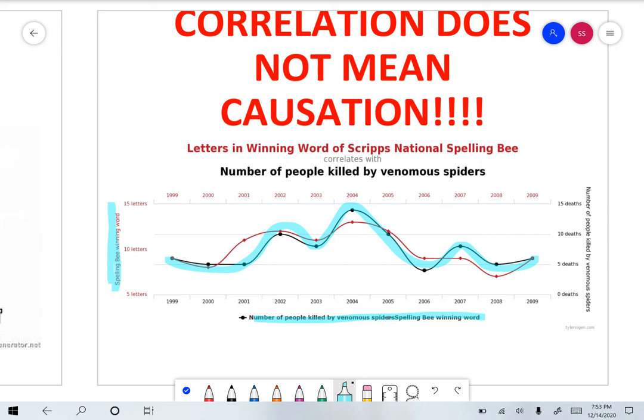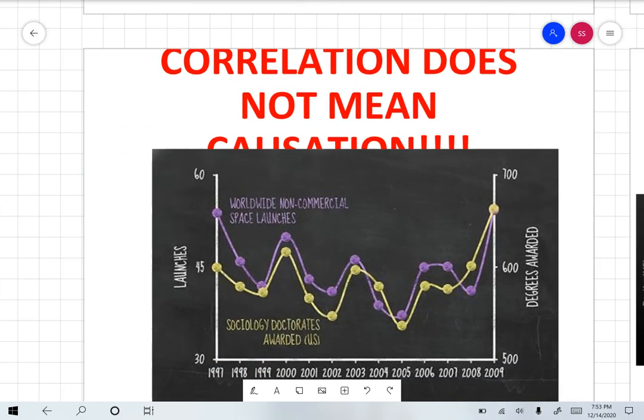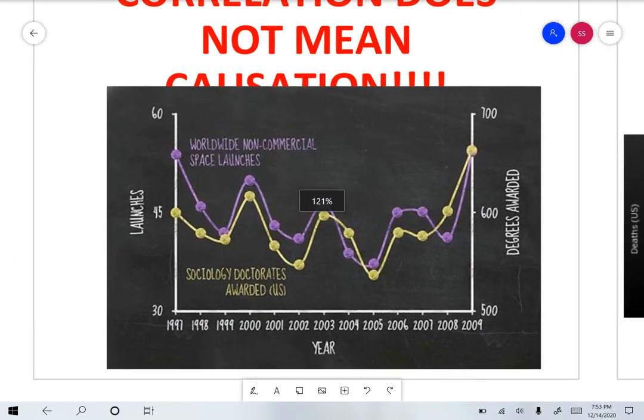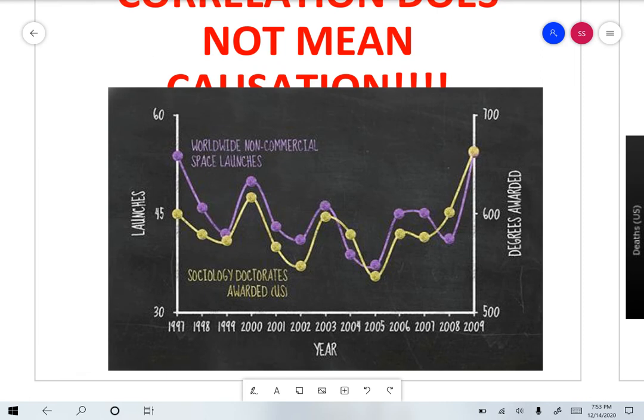But does that mean that the number of people killed by venomous spiders causes spelling bee winning words to be more letters? No, that's ridiculous, right? They're not related whatsoever. Not at all. Correlation does not mean causation. Here's another great example. This is looking at the year. This is just hilarious to me.